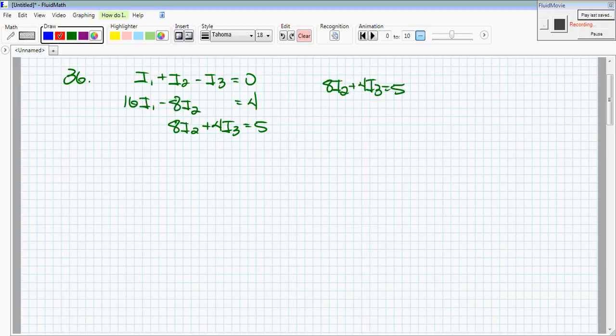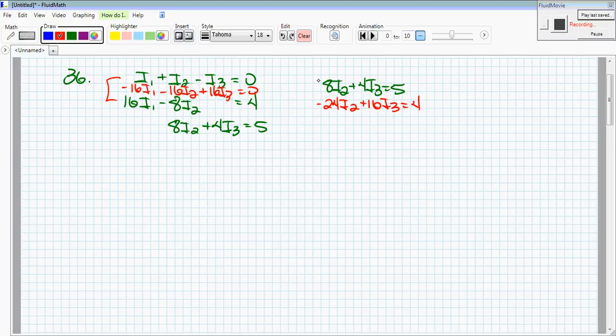So that means we need to take a combination of these two, and we need to get rid of I sub 1 just as we have no I sub 1 here in this equation. So we'll multiply this by a negative 16. When we add these together, these cancel out. This gives us a negative 24 I sub 2, and this is plus 16 I sub 3 equals 4.